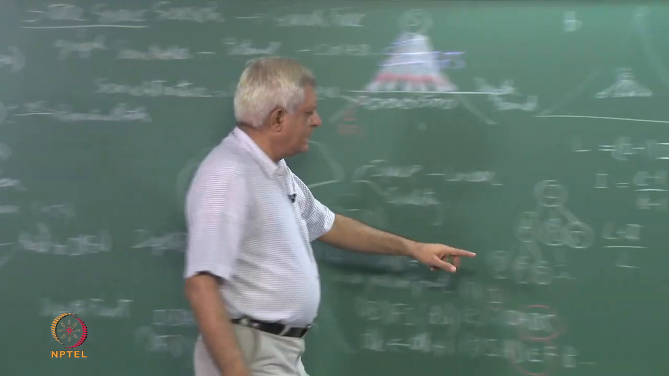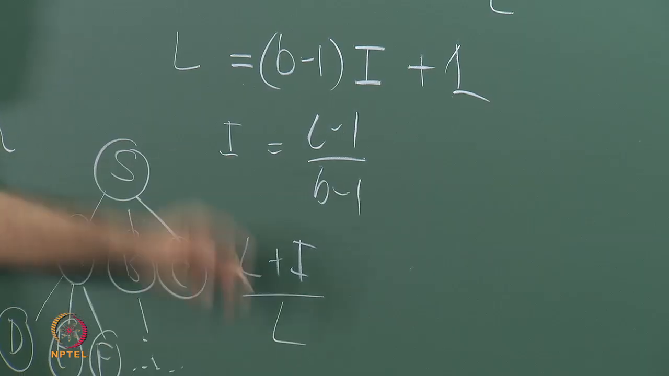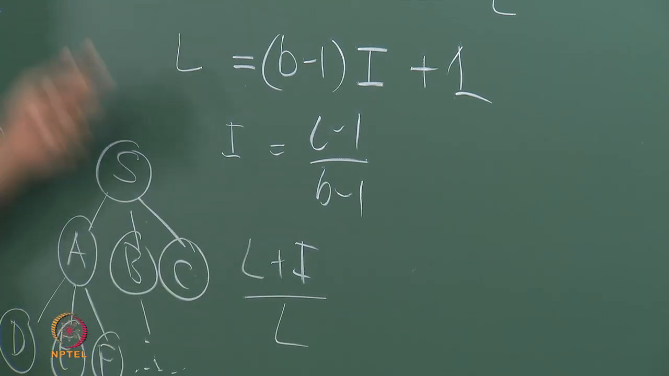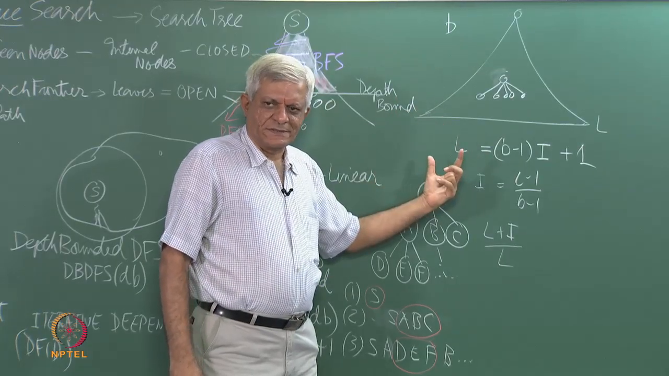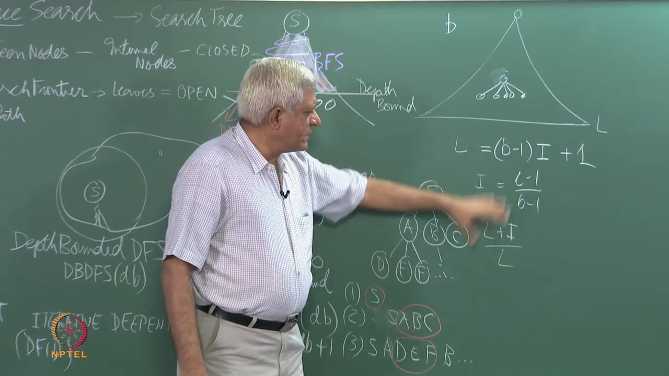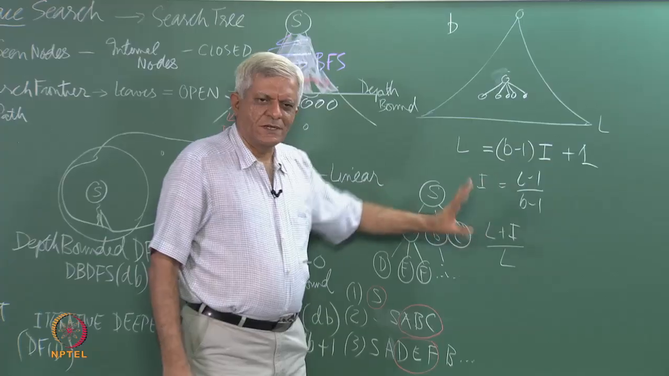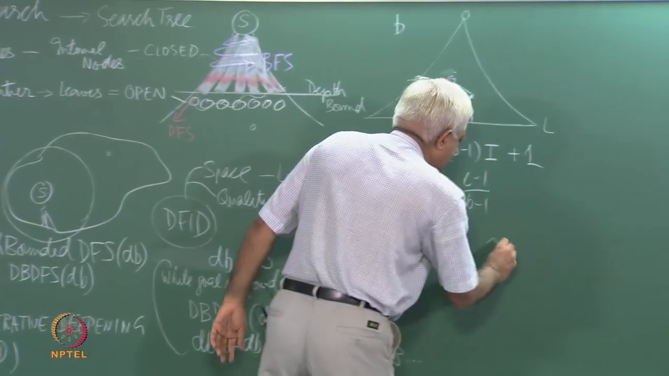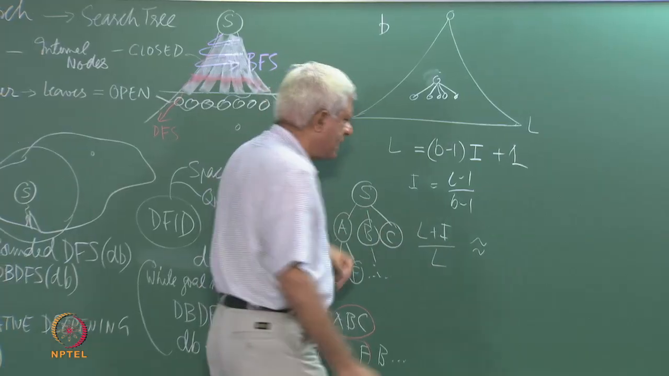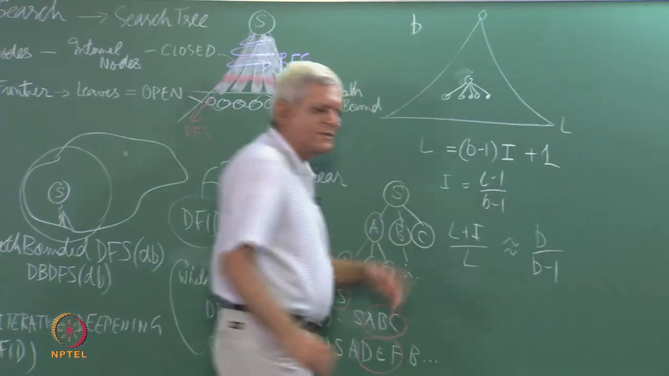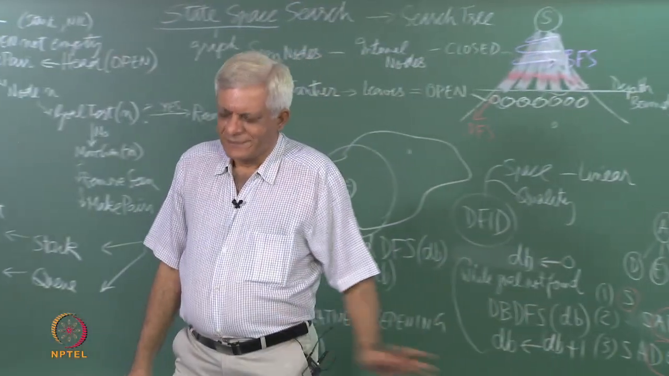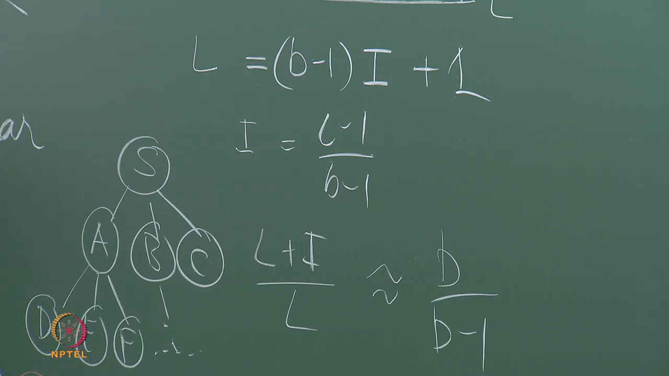Breadth first search would have inspected only L nodes, only these boundary nodes. DFID is inspecting the entire tree, which is L plus I nodes. So, if you plug it in and do a little bit of simplification, you will see that this is, for large L, approximately B over B minus 1. There is a small factor somewhere which I will leave out. So, what are we saying?